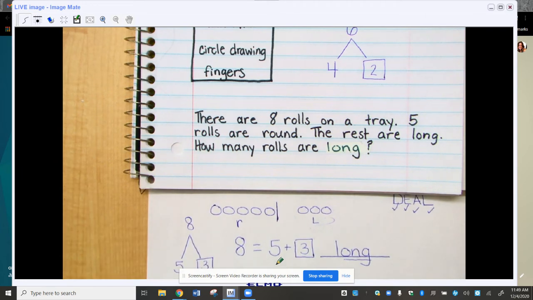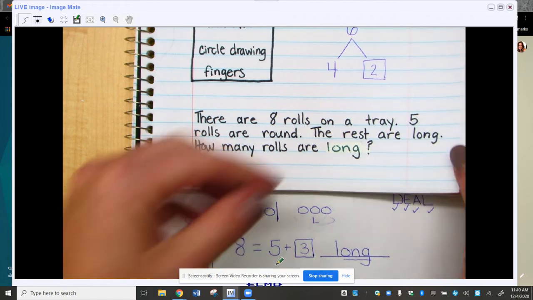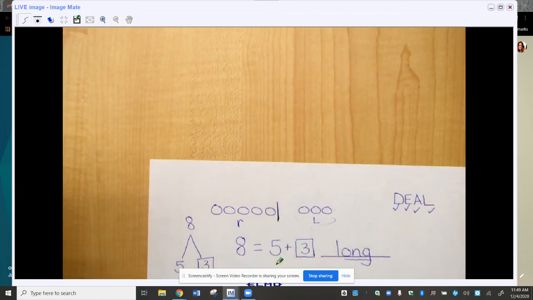Nice work, first graders. Good job. Okay, let me grab my notebook here.